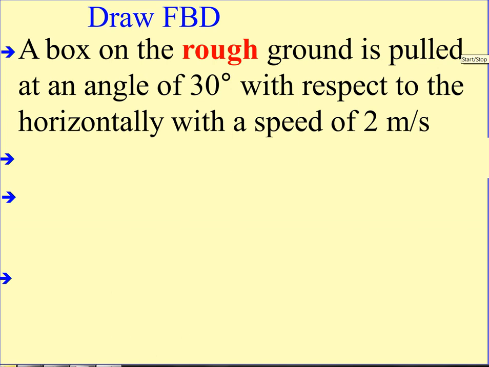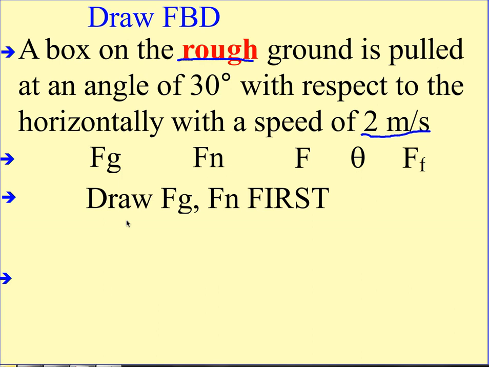Okay, what if I wanted to draw a free body diagram of a box on a rough surface being pulled at an angle of 30 degrees with respect to the horizontal with a speed of 2 meters per second? Now, I've told you a few things in here you may not realize. You know the forces you need to identify are Fg, Fn, and then F and theta because it's being pulled at an angle. But there's another force, and that's friction. When I use the word rough, that means friction. If I had said smooth or icy, that would mean no friction. But rough always means friction.